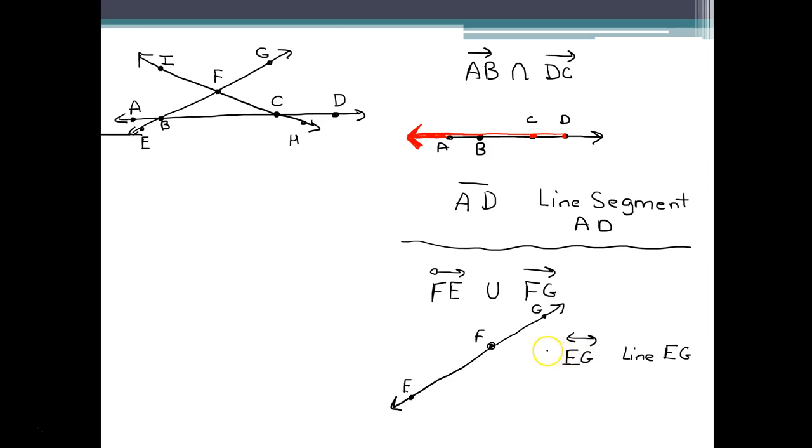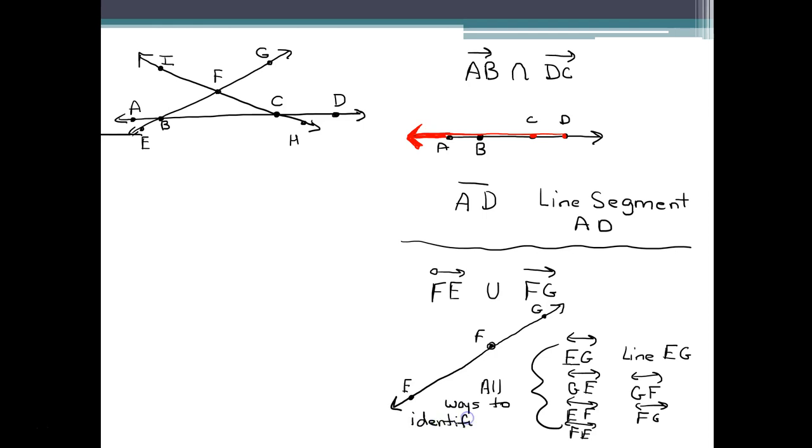Now just to let you know, this same line can be identified other ways. You could call it line GE. You could call it line EF. You could call it line FE. You could call it line GF, or FG. These are all ways to identify the same line. Just pick one of them. It doesn't matter which one you pick, as long as you pick 2 points on a line and then put the little line symbol over it, then you're referring to that line. Okay.